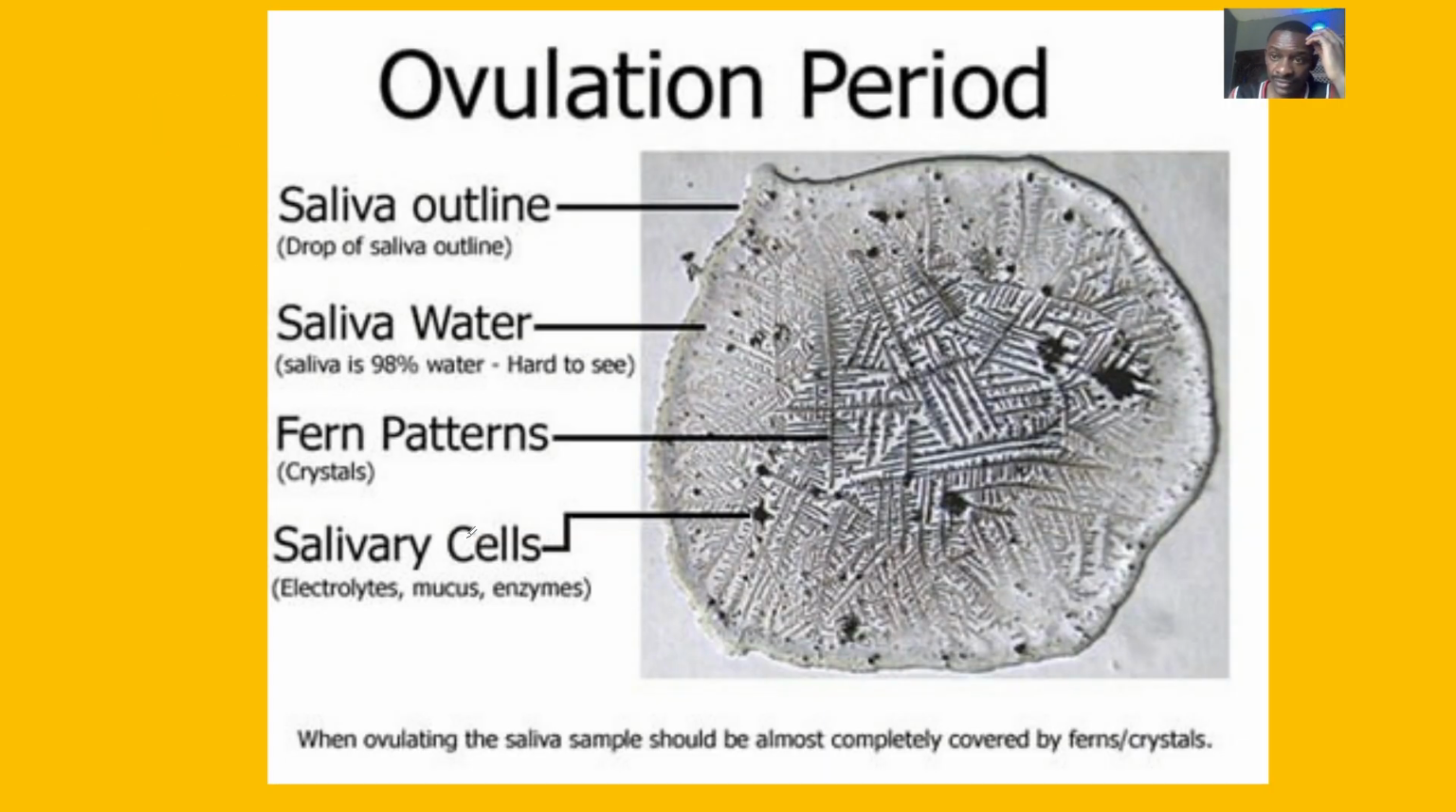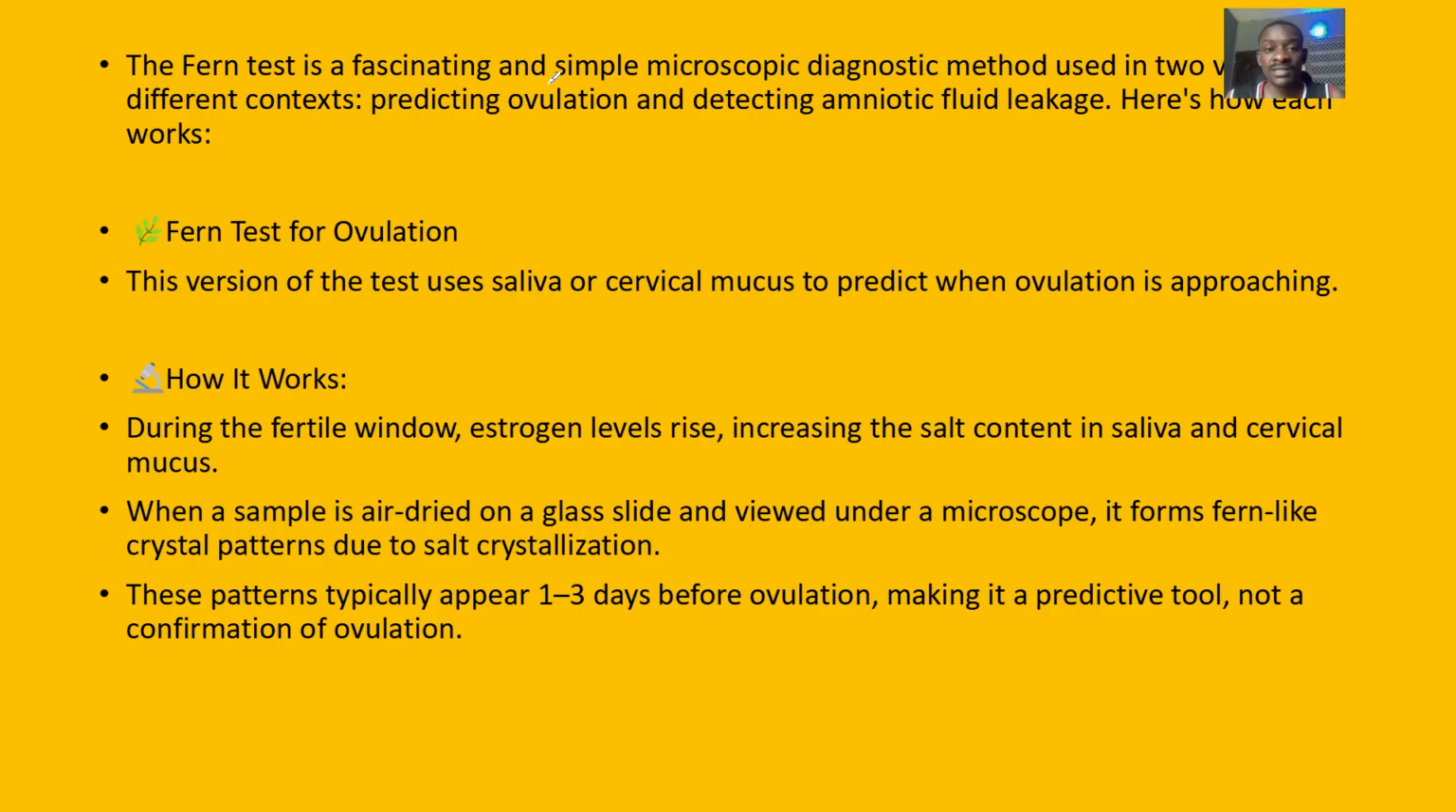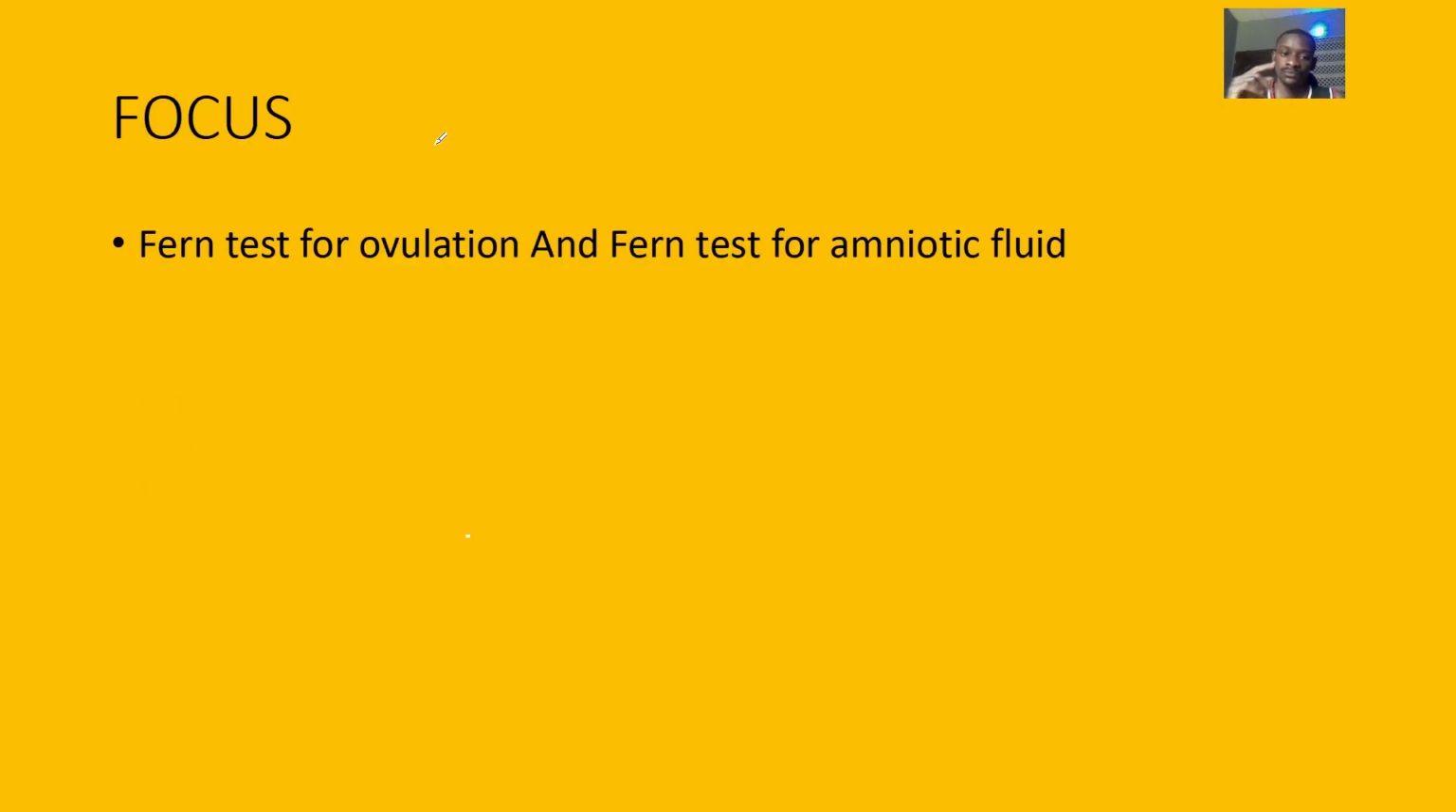So the fern test is something that we use on the vagina, the saliva. Mostly we use the saliva to take it out. It's fascinating. It's a simple microscopic diagnostic method used in two different contexts. You understand? It can be used for ovulation to predict it. It can also be used to detect if amniotic fluid is leaking. So predicting ovulation and detecting amniotic fluid leakage, that's a full package there.